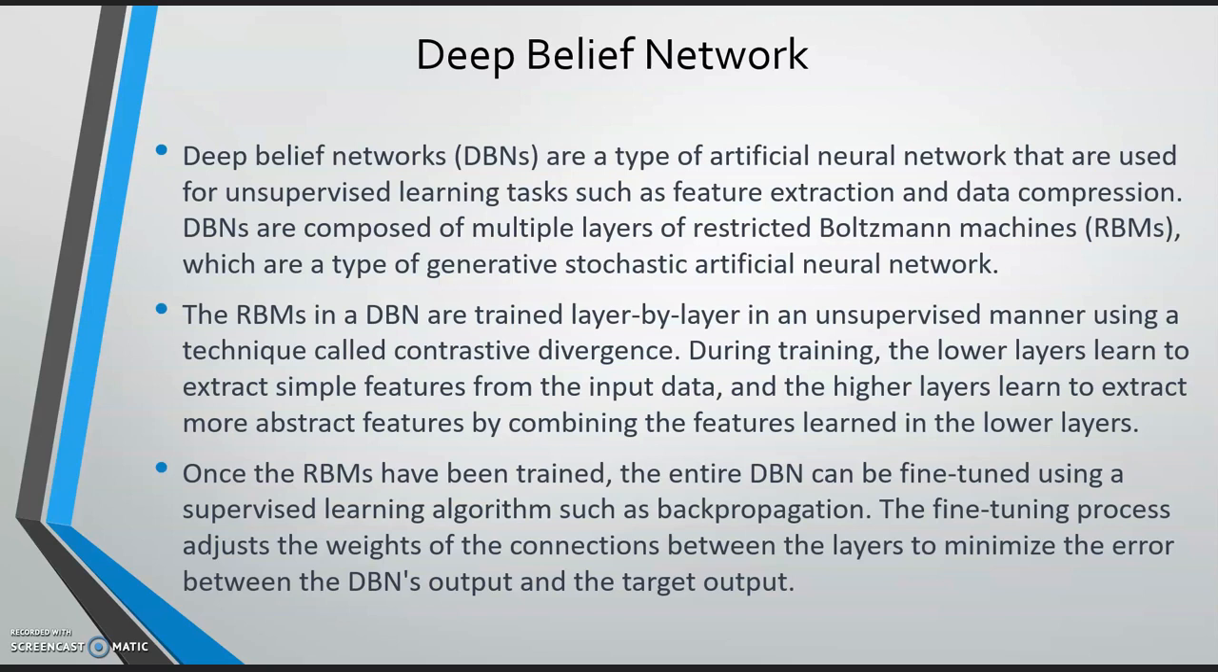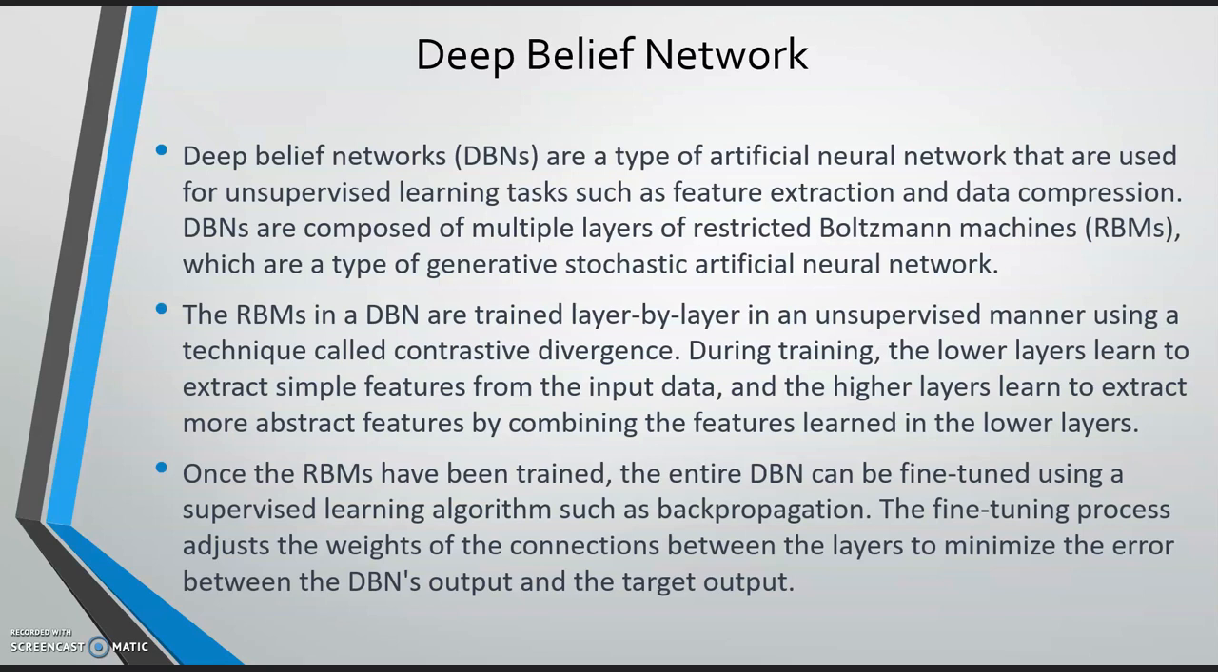DBN is a short form of deep belief network, which is trained layer by layer in an unsupervised manner using a technique called contrastive divergence. During training, the lower layers learn to extract simple features from the input data, and the higher layers learn to extract more abstract features by combining the features learned in the lower layers. Once the RBMs have been trained, the entire DBN can be fine-tuned using a supervised learning algorithm such as backpropagation.